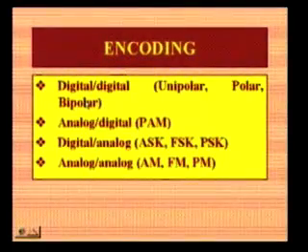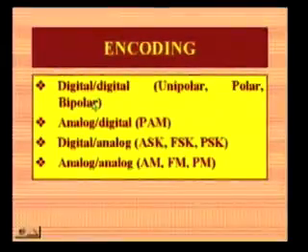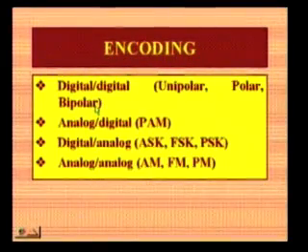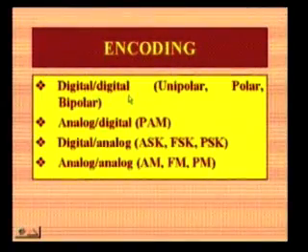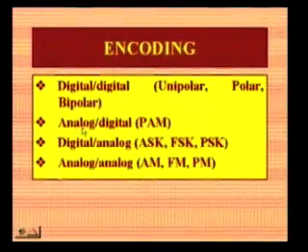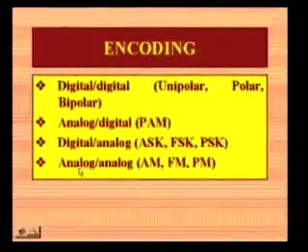So I have 2 types of information, analog information and digital information, and I have 2 types of signals, analog signals and digital signals. So basically it's 4 combinations I am getting. The digital data is being represented by digital signals, analog data is being represented by digital signals, right, and basically the digital to analog or analog to analog.